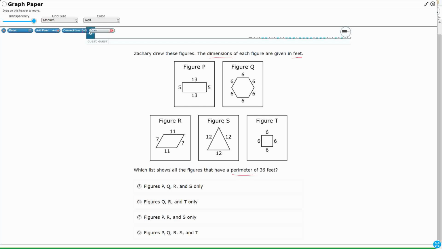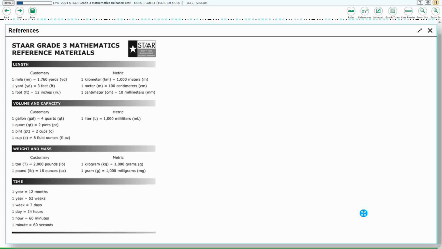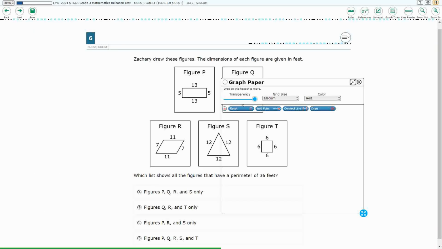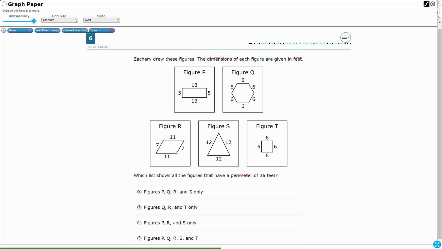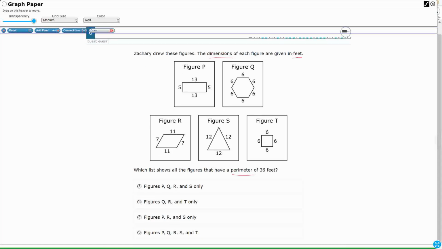All right, so that is a term, perimeter, that we need to know going into this test. If you look on your reference materials, which are available for you, you're not going to find that word perimeter on there. You're going to find some unit conversions, and that's about it. So we need to know what perimeter is. And typically, when we teach perimeter, we teach perimeter along with area. So how can we tell the difference between perimeter and area? If we can remember that, then this problem is actually not that difficult.